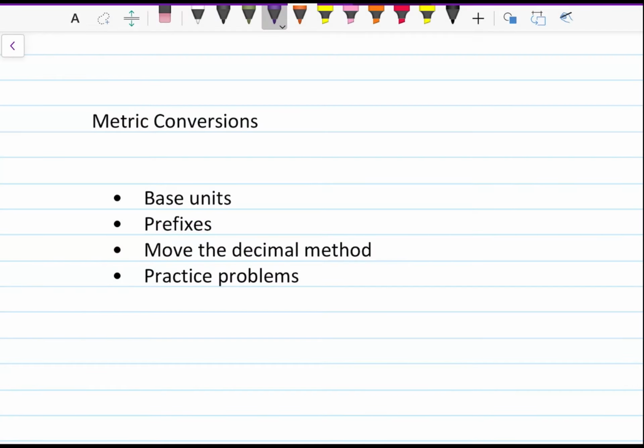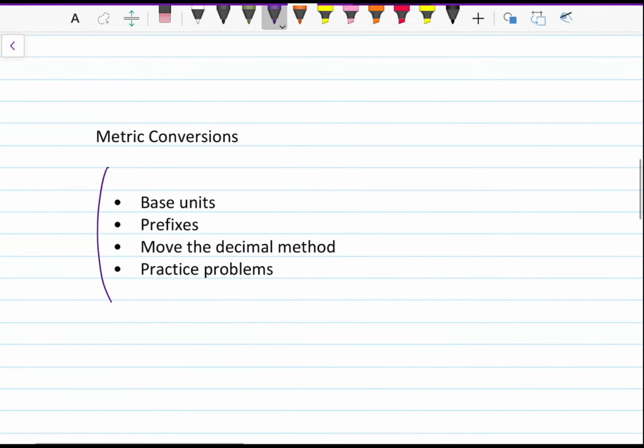This video is going to go over how to convert using the metric system. We're not going to talk about how to convert from something like feet to meters. We're going to talk about how to convert within the metric system. For example, milligrams to grams, liters to milliliters, that sort of thing. We're going to talk about the base units first, and then we're going to talk about prefixes, what I like to call the move the decimal method, and then do some practice problems.